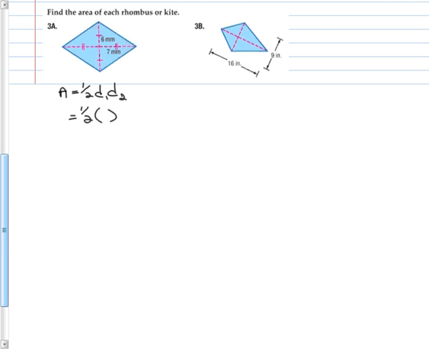What's diagonal 1? How much? May have heard the right answer, but I have heard wrong answers. What's diagonal 1? It's not 7. It's not 6. 12 would work. Why 12? The whole diagonal. If I have 6 here and 6 here, I need the whole diagonal. So what's the other one? 14. Does it matter which one I call diagonal 1? No. What's the answer?